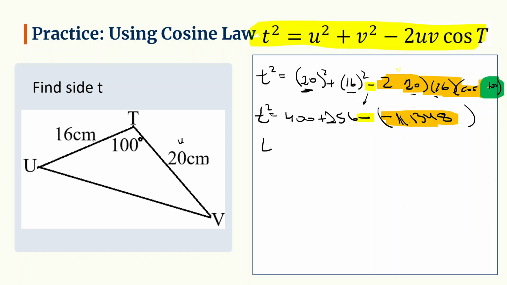And now I'm going to do the math I have in front of me. I'm going to do 400 plus 256 plus 111.1348. So what do I get?